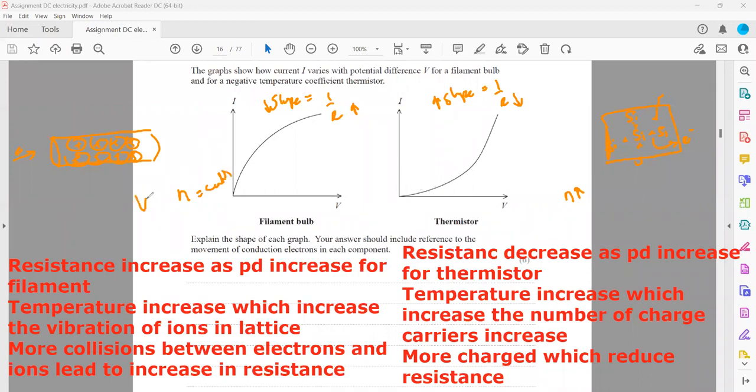Drift speed, always remember, when the temperature increases, the drift speed will also decrease. Here also, drift speed will decrease. But the increase in the charge carriers is more than the decrease in the drift speed. That's why the current will be high, or we can also say the resistance will decrease.